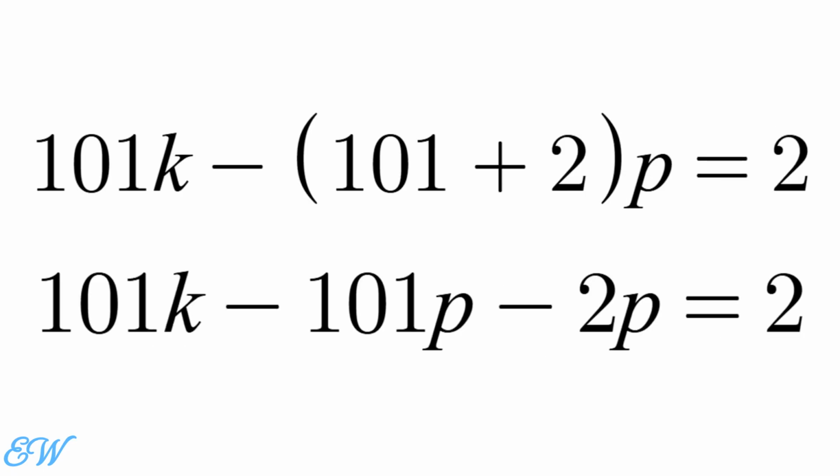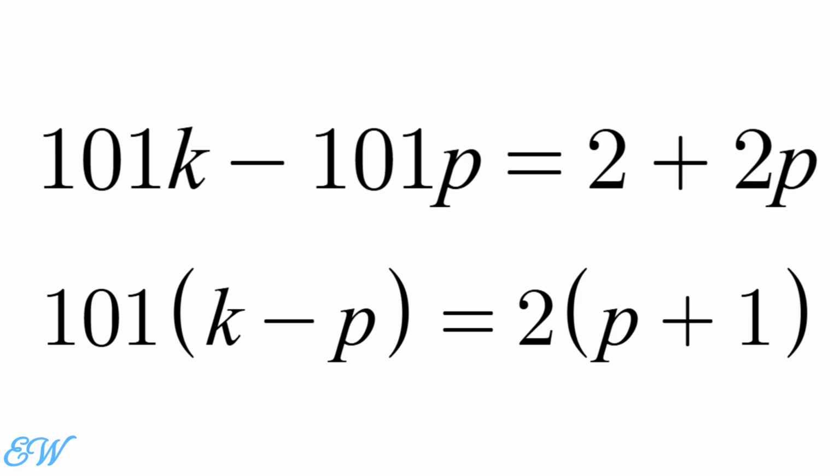Then, to make it easy to factor, we can write 103 as 101 plus 2 and then distribute it. So we get 101k minus 101p plus 2p is equal to 2. And then we get 101k minus 101p minus 2p is equal to 2. Then we put all the 101s on one side and all the other factorable things on the other side. So then we can factor and we get 101 times k minus p is equal to 2 times p plus 1.